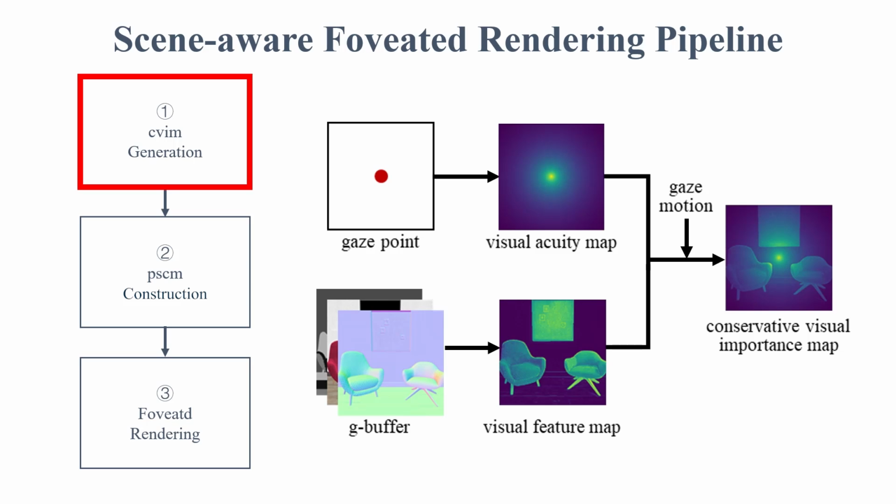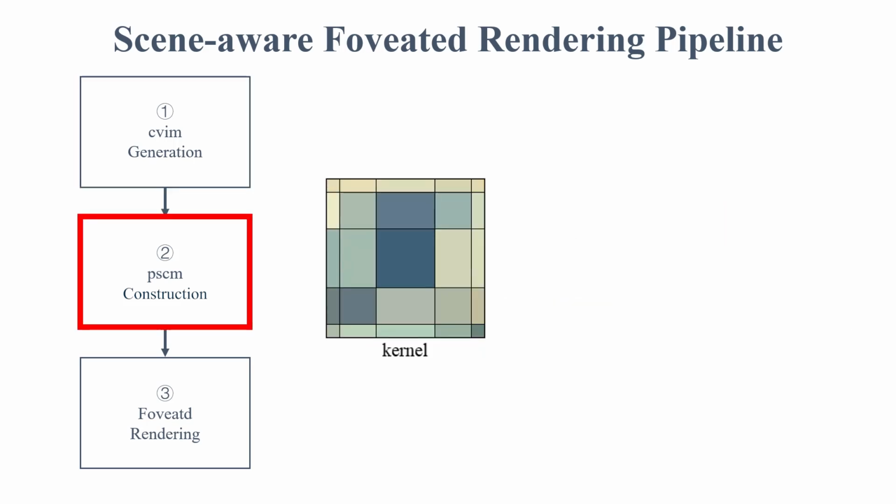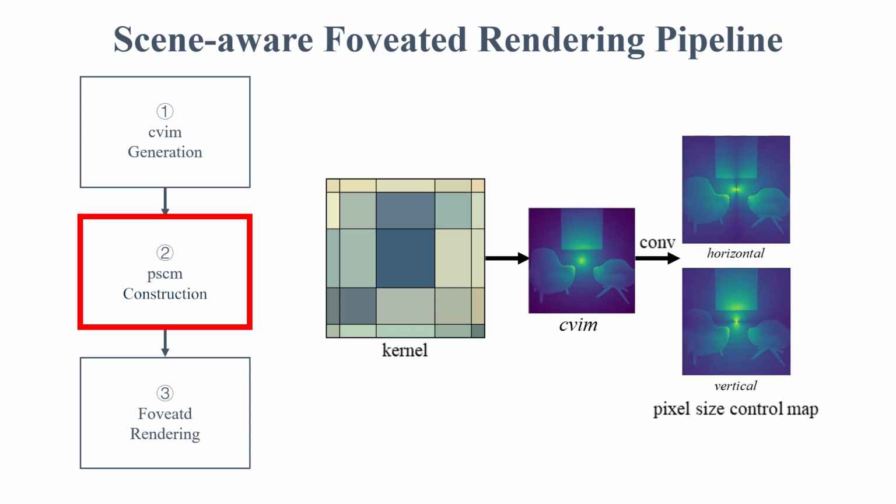to the gaze motion. In step 2, we first build a convolutional kernel according to the characteristics of the human visual system. Next, the convolution is operated on the conservative visual importance map with the kernel to construct the pixel size control map, which guides the foveated rendering.